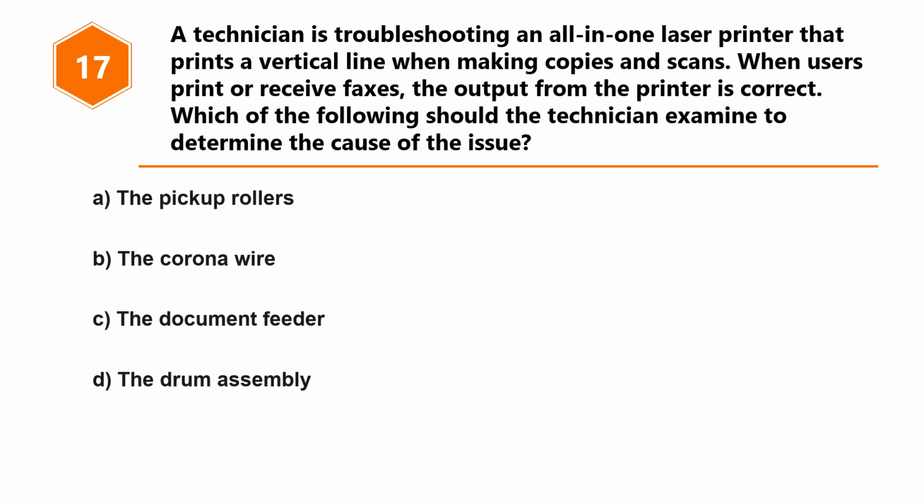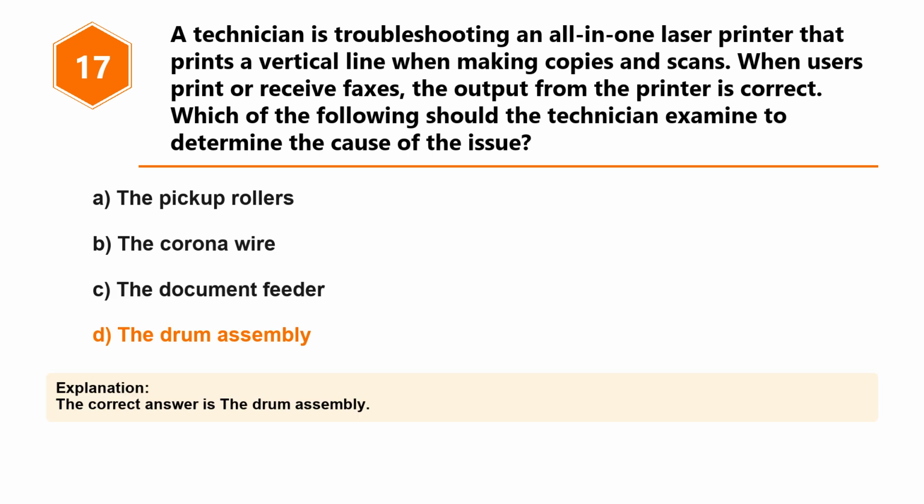Question 17. A technician is troubleshooting an all-in-one laser printer that prints a vertical line when making copies and scans. When users print or receive faxes, the output from the printer is correct. Which of the following should the technician examine to determine the cause of the issue? Option A, the pickup rollers. Option B, the corona wire. Option C, the document feeder. Option D, the drum assembly. The correct answer is option D, the drum assembly.